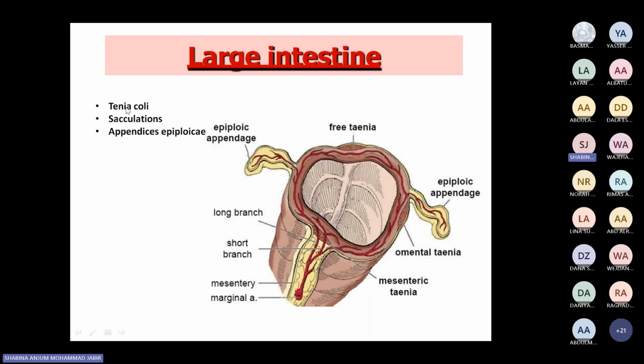And this is one of the most characteristic features of the large intestine. So what do you mean by taenia coli? That the longitudinal muscle fibers are arranged in three bands. Okay, taenia coli.